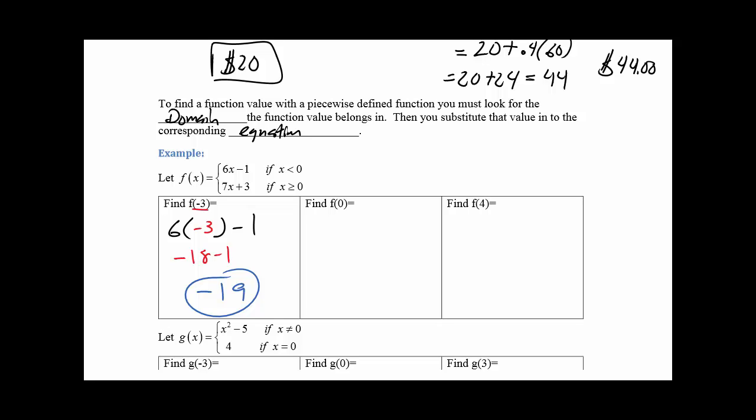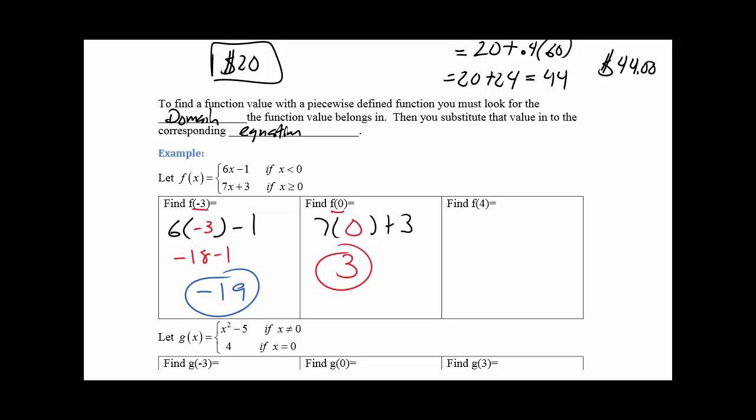What about f of 0? Well, where do I find 0? Do I find that in the top or the bottom? Looking at my domain statement, x greater than or equal to 0, so I want that in the bottom. So fill in the blank with the 0. So 7 times 0 plus 3 is 3. There's that one.